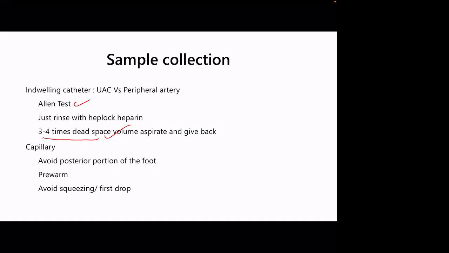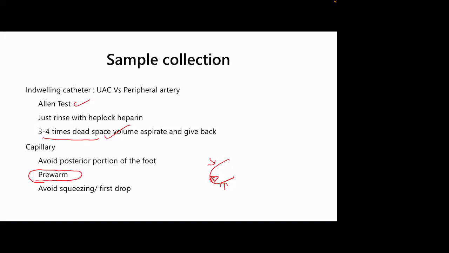And if we are planning to take from capillary, we have to avoid the posterior portion of the foot, and we can prick on the medial or the lateral aspect. Another major thing that we have to do for a capillary blood gas is pre-warming the area. Warming will cause dilatation of the capillaries, and thus they will become arterialized. So the blood is flowing from the artery to the capillary directly, and hence the blood flowing in the capillaries will be similar to that in the artery.